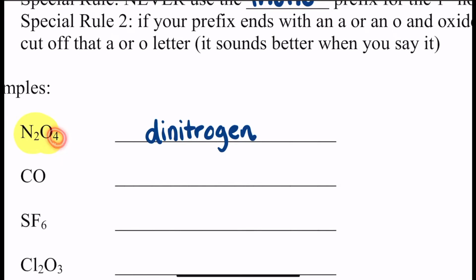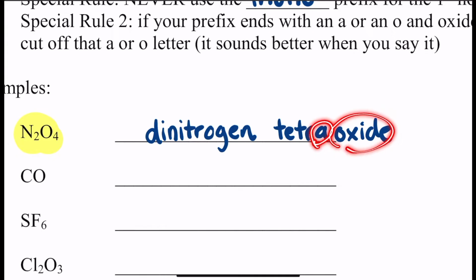We have 4 oxygens, so the prefix for 4 of something was tetra, and then oxygen becomes oxide. However, we do have to follow our second special rule here, and because A came before oxide, we're cutting off the A. So this is going to be erased, and this is now dinitrogen tetroxide.